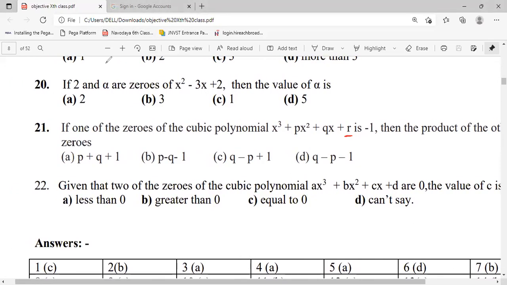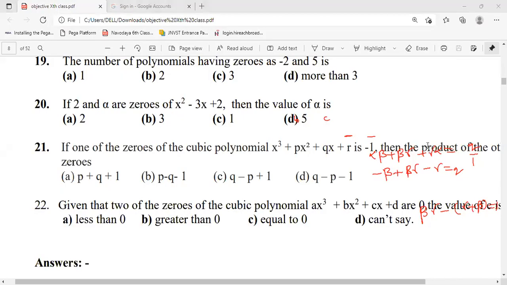Okay. Now the sum of the products of the zeros taken two at a time, alpha beta, beta gamma, and gamma alpha, is equal to c by a. This is b, this is c. That means q by 1. And they said one of the zeros is minus 1. That means I'm taking alpha as minus 1. Minus beta plus beta gamma minus gamma is equal to q, because I took alpha is equal to minus 1.